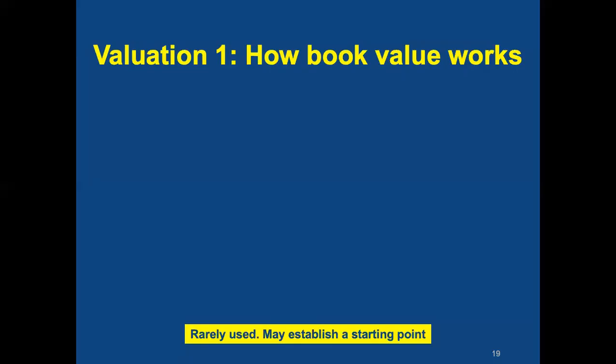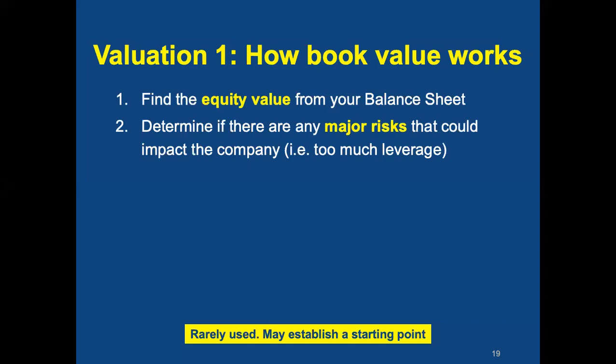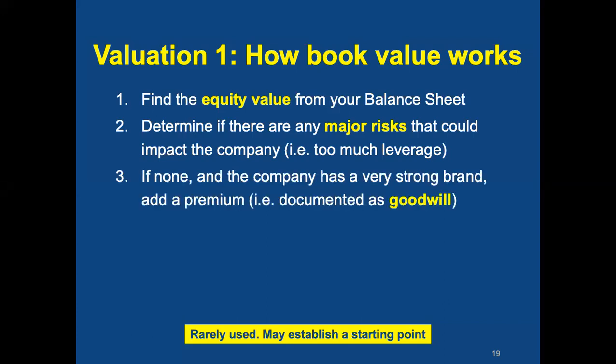So book value, this one's pretty straightforward. I mean, it is what it is. It's the book value of your business. So how it works is first you find the equity value on your balance sheet. Pretty straightforward. You determine if there's any major risks that could impact the company's reputation, if there's major competitors coming, if they just lost a big contract, if their supplier just went bankrupt, if their customer just went bankrupt, if they've got way too much leverage. And then we add or subtract from that.